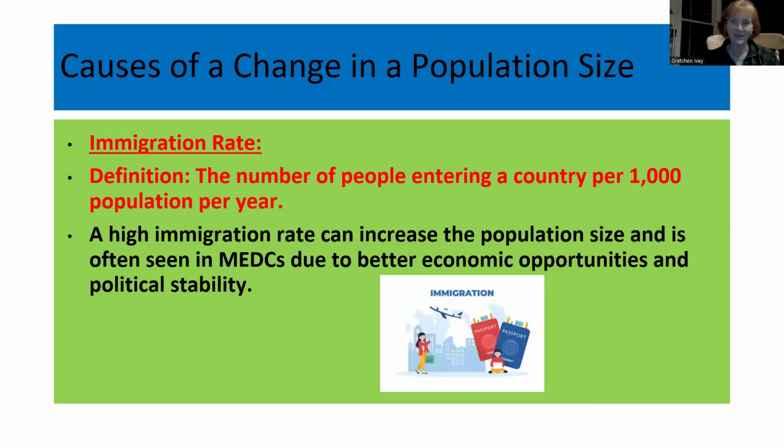Immigration. We hear a lot about this in the news. And in the UK, we need immigration. Some countries definitely need immigration because there's a stagnating population and it's going to start to decline. So, the number of people entering the country per 1,000 population per year. I like keeping it in thousands. A high immigration rate can increase the population size and is often seen in MEDCs due to better economic opportunities and political stability.